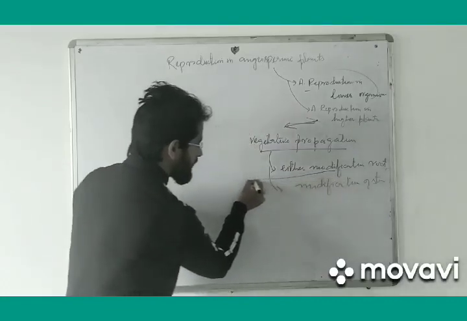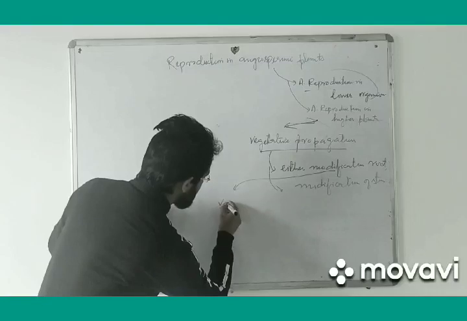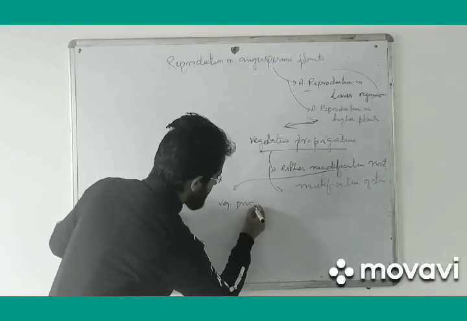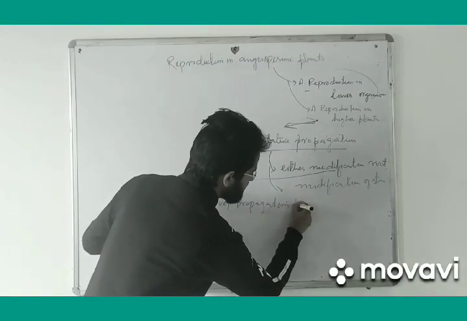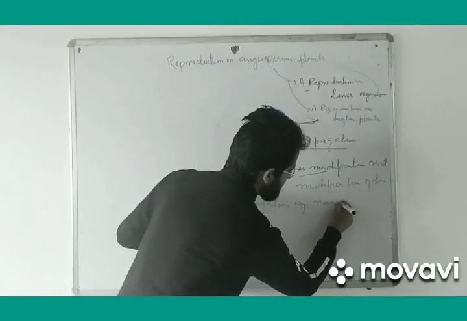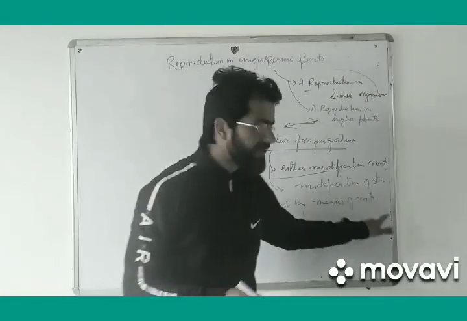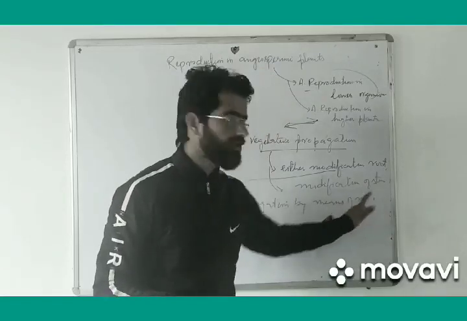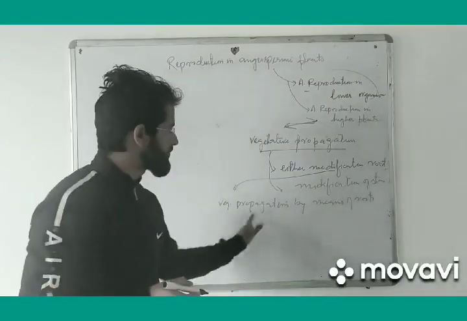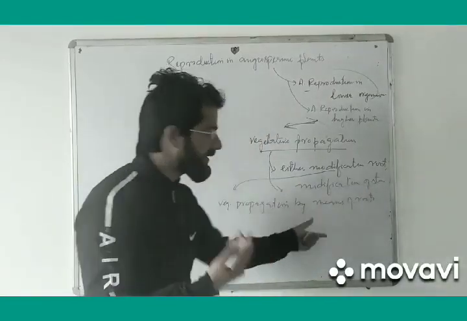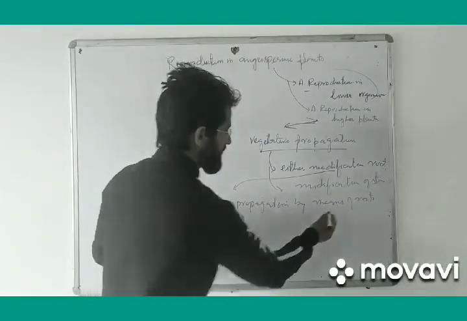If root gets modified and helps the plant in propagation, we call it vegetative propagation by means of roots. And when stem gets modified and helps us in propagation, we call it vegetative propagation by means of stem. First, vegetative propagation by means of roots. How do roots help the plants in propagation?